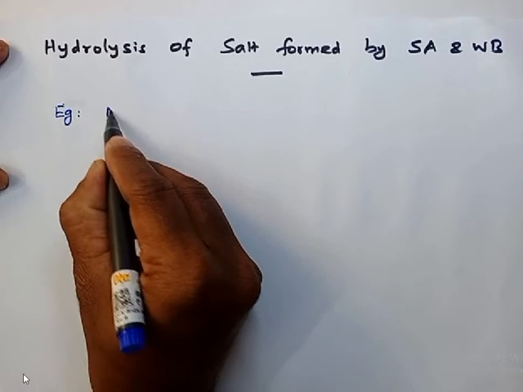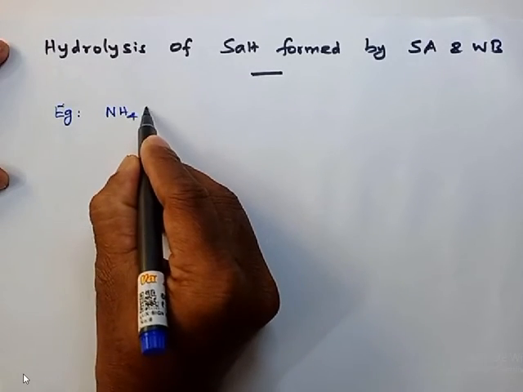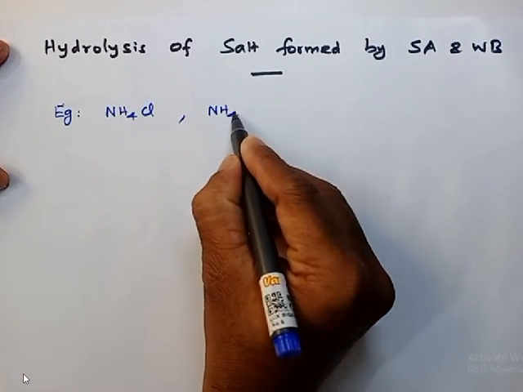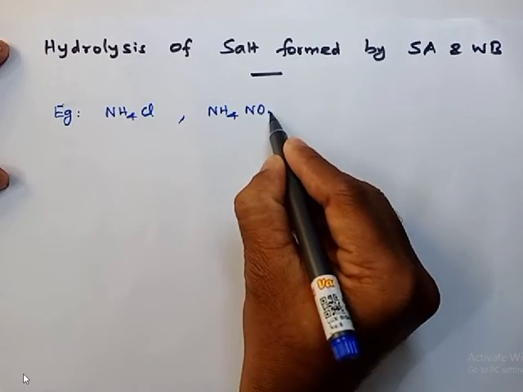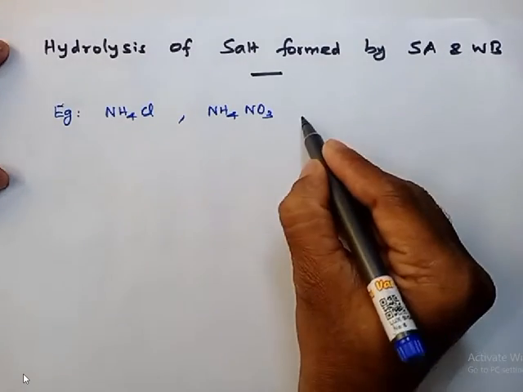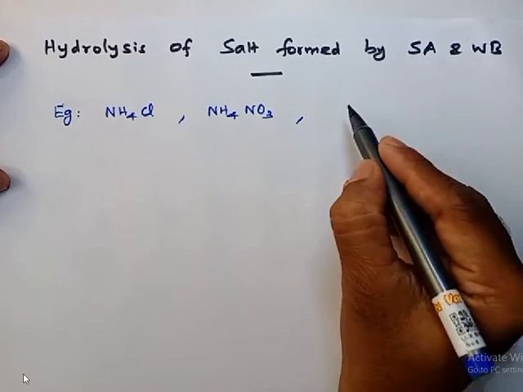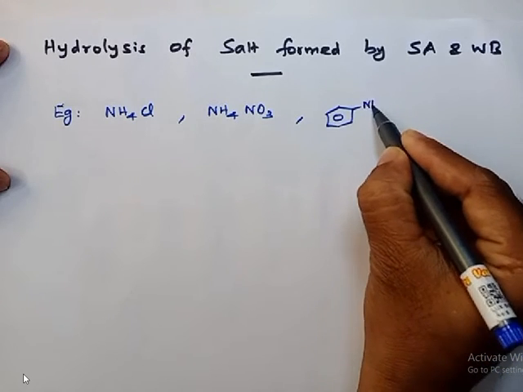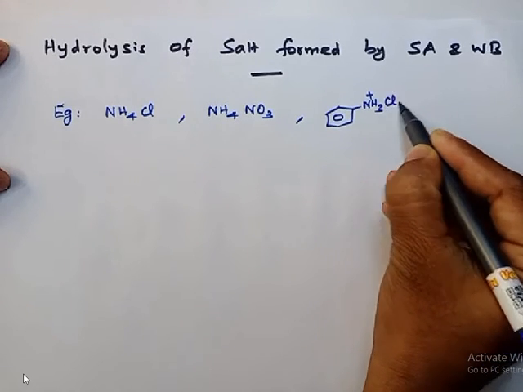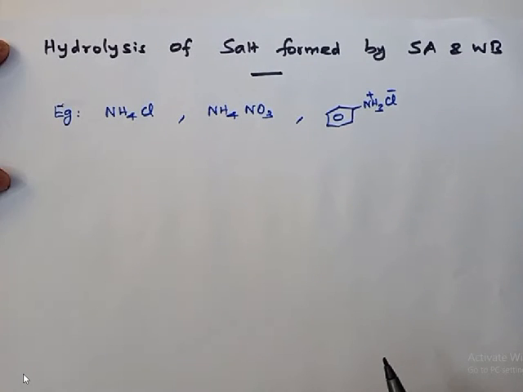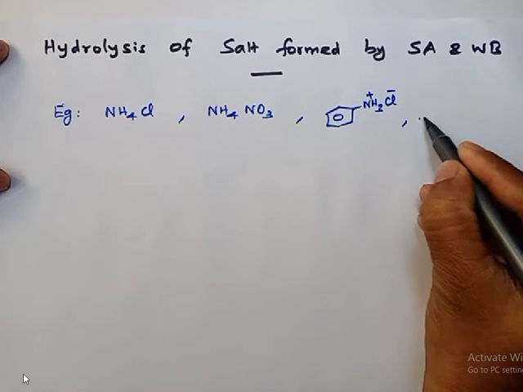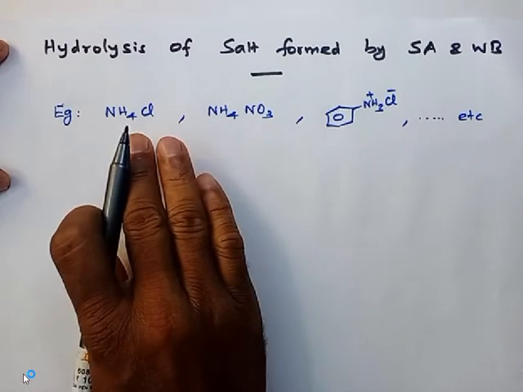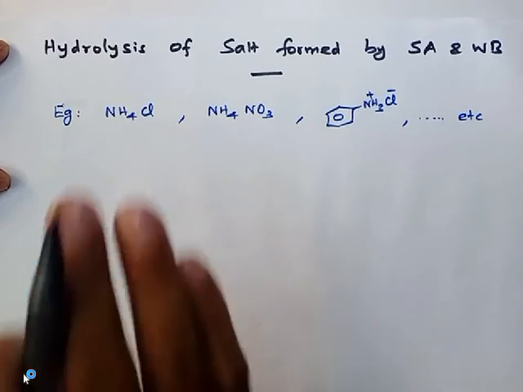Say, for example, ammonium chloride, ammonium nitrate. Plenty of examples are there. Anilinium chloride, okay, anilinium NH3+ Cl-, anilinium hydrochloride. Like this we have plenty of examples of salts of strong acid and weak base.